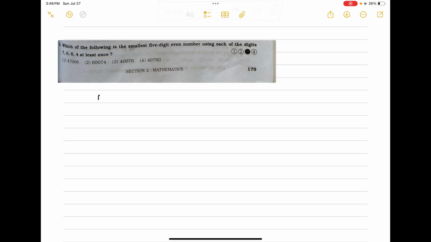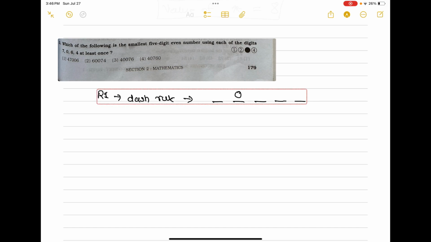The first rule is the dash rule. Means how many digits does it ask for? They ask for 5 digits, so 5 dashes. Okay, but they have given 4 digits. Now we need to create a 5-digit number. So rule number 2, if it contains 0, mark it on the second position. Now rule number 3, write the second smallest number at the first position. This is 4. Okay, now whatever we are taking as the smallest, write the biggest number at the end.